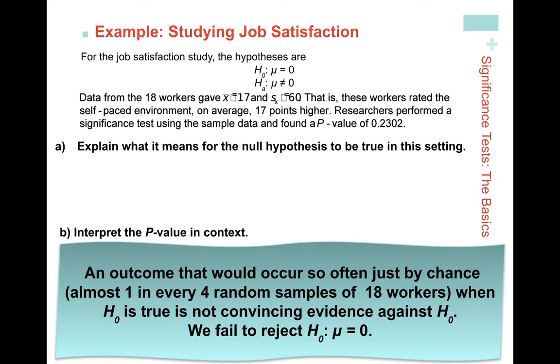So now we're actually getting the data. So now we're getting the sample summary statistics, right? So n equals 18. We got an X bar of 17 and a sample standard deviation of 60. That is, these workers rated the self-paced environment on average 17 points higher, right? Because it's self-paced minus machine-paced. So it seems like maybe they like the self-paced more. But researchers performed a significance test using the sample data and found a p-value of 0.2302. 23%. Okay.